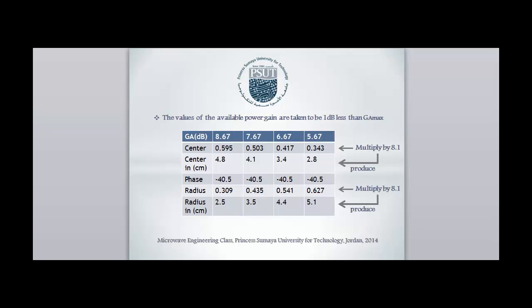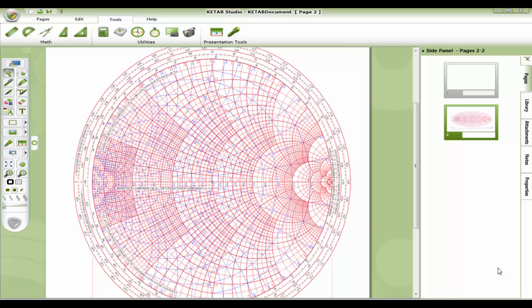As we can see, the values are transferred into centimeters by multiplying them by 8.1. The value of 8.1 is brought from the radius of the Smith chart measured by using the ruler. Going to GeoGebra Studio, I will choose the ruler and measure the radius of the Smith chart. As we can see, it is equal to 8.1 centimeter.